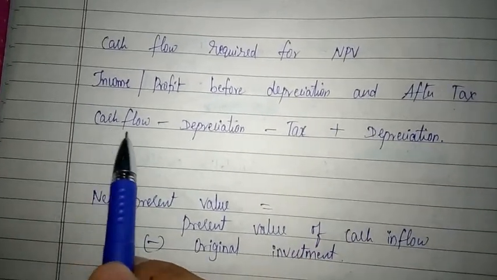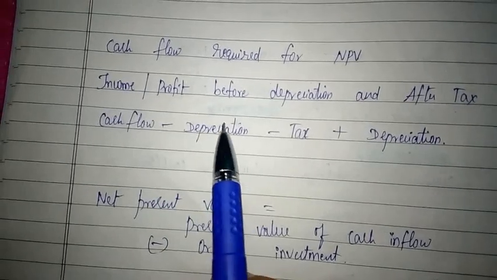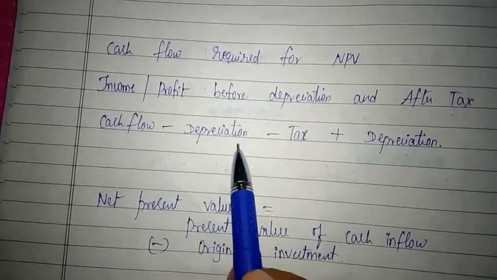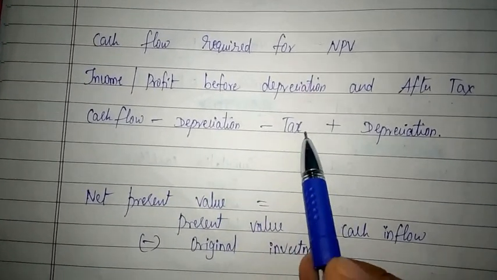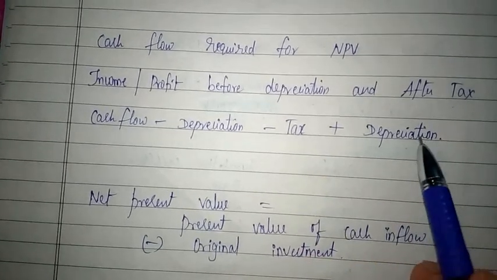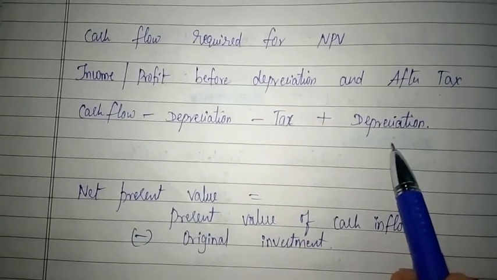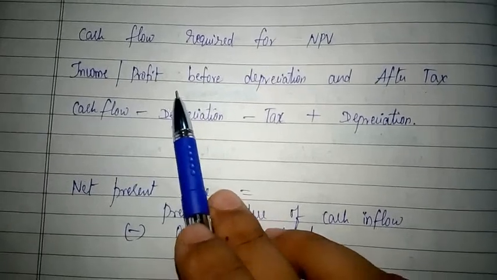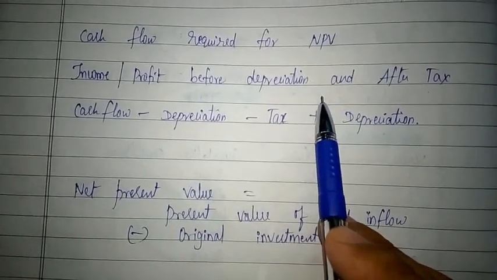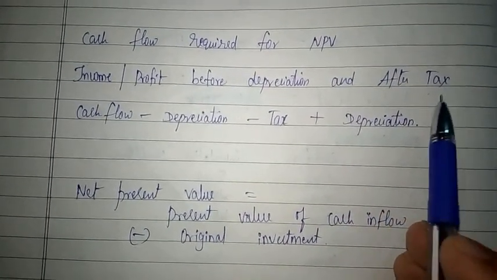So it is the process, and it has to be followed in the same method. First we need to deduct depreciation, then deduct tax, then add back the depreciation to determine income or profit before depreciation and after tax.